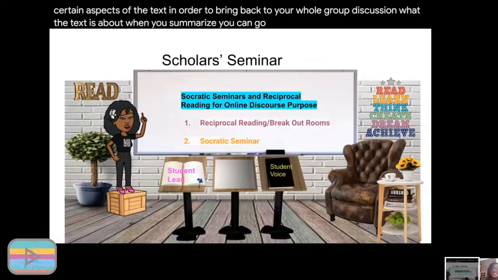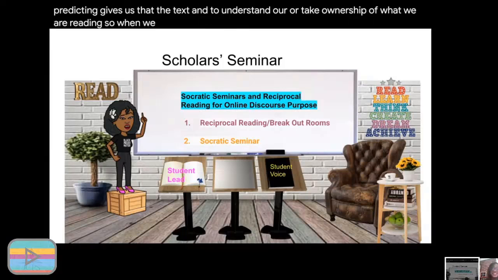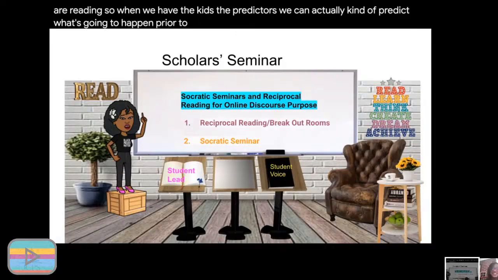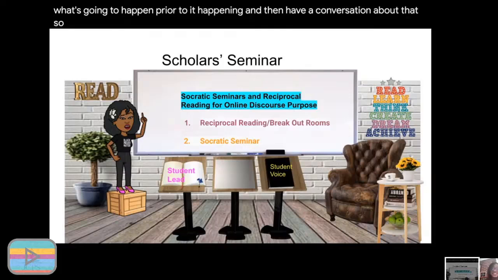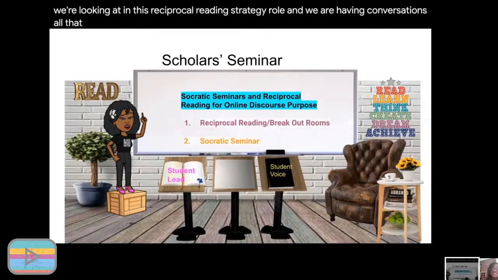You can go through and be a predictor. So predicting gives us that ability to connect to the text and to understand or take ownership of what we are reading. So when we have the kids be predictors, we can actually predict what's going to happen prior to it happening, and then have a conversation about that. So meanwhile, we're still chunking this information. We still are on that one snippet that we're looking at in this reciprocal reading strategy role, and we are having conversations about the role that we are all committed to completing before we move on to the next role.